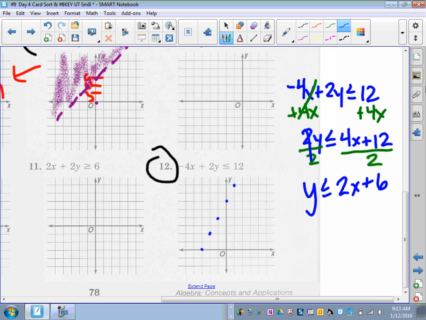Alright, Jonathan, I haven't picked on you yet today. Is this a solid or dotted line? Very good. Solid. Pretend that went through those dots.